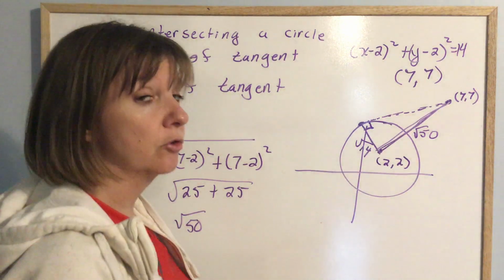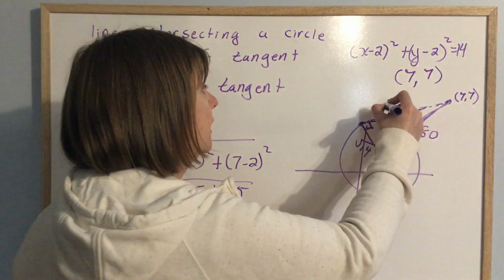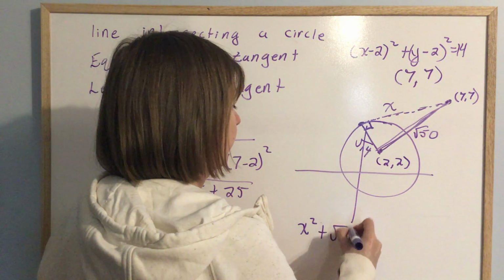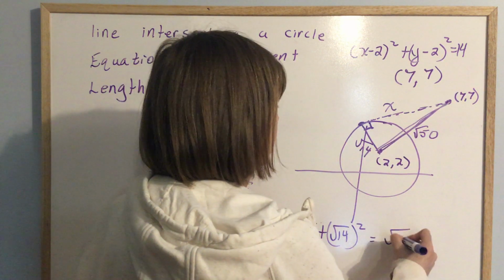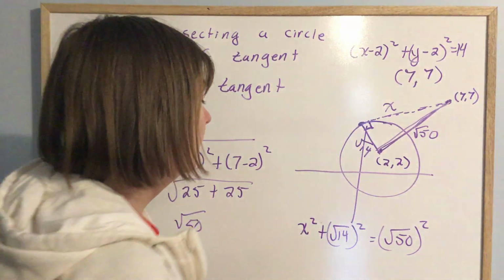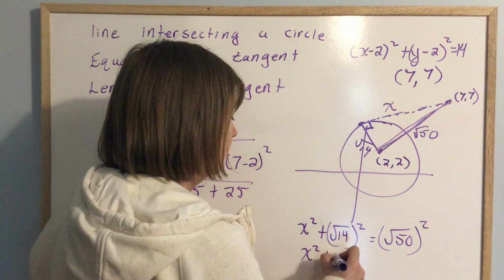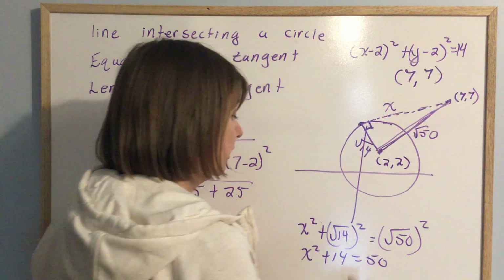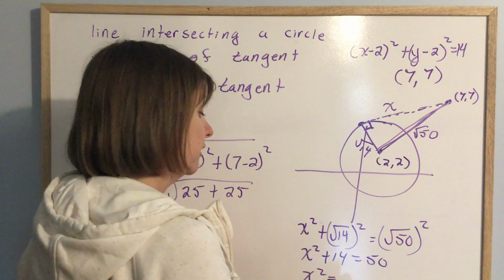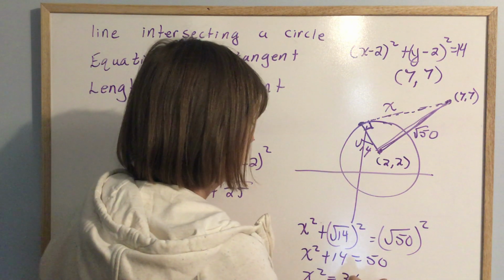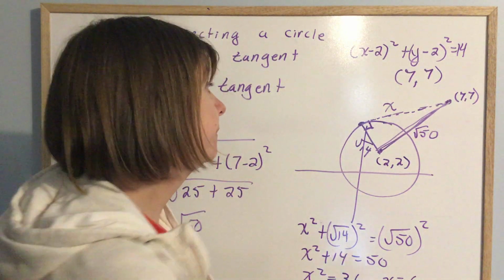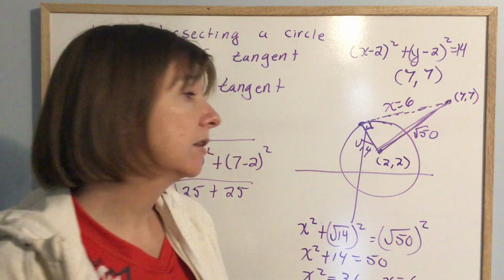If this is a right angle triangle, then let's call this x. Then x² plus (root 14)² would equal (root 50)², because that's just the Pythagorean theorem. So x² plus 14 would equal 50. I move the 14 over, so x² would be 50 minus 14, which is 36. And so x works out to be 6. So the length of this line is 6.